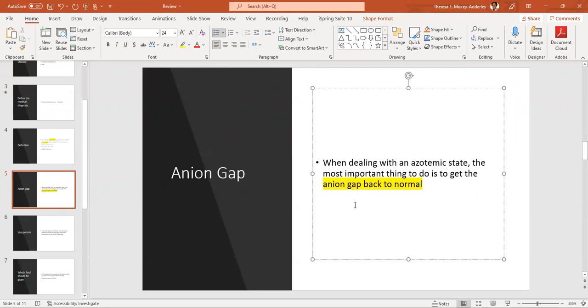All right. So for this group, you need to know what is azotemia. You need to know what is the anion gap.